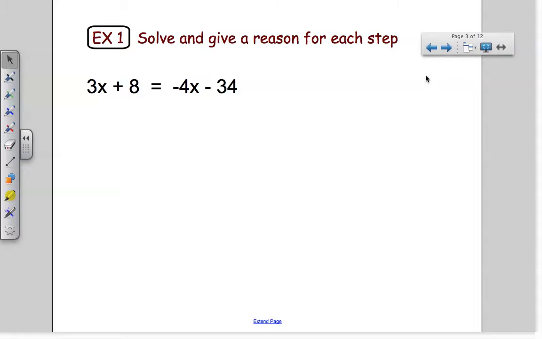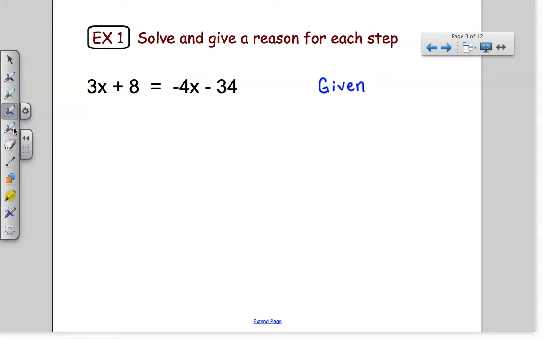And we're going to actually start some proofs. Solve and give a reason for each step in this equation. I start out with 3x plus 8 equals negative 4x minus 34. I'm supposed to solve this equation, give a reason for each step that I do. And actually the reason for the first step is given because this was given to me.